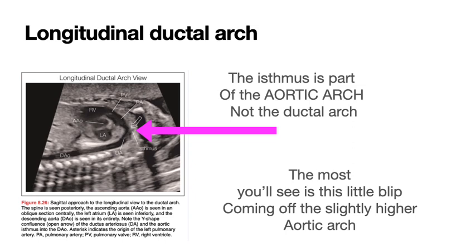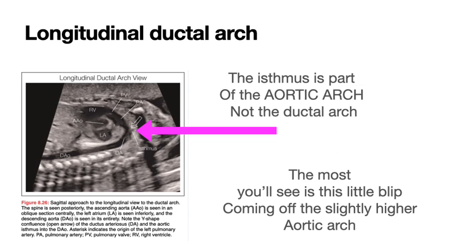All right. Now, this is an important anatomical difference here. Remember, the isthmus is part of the aortic arch, not part of the ductal arch. Now, even though the aortic arch and the ductal arch are next to each other and they're going the same place, they're not the same thing. They're right next to each other.